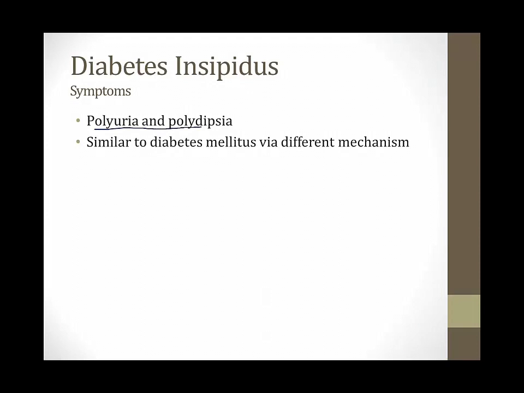The symptoms of diabetes insipidus are polyuria and polydipsia. When there is a lack of response to ADH or a lack of ADH, the kidneys excrete excessive free water. This leads to polyuria. The patient then gets dehydrated and therefore they are thirsty all the time, and that's polydipsia. And these are the same symptoms as diabetes mellitus.